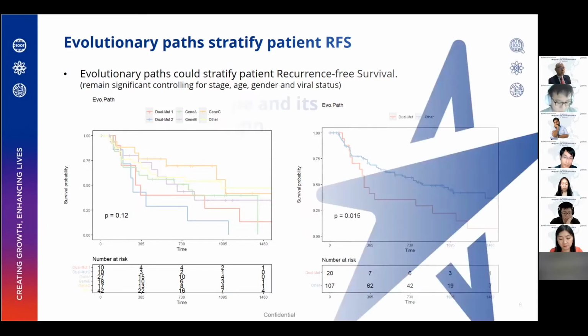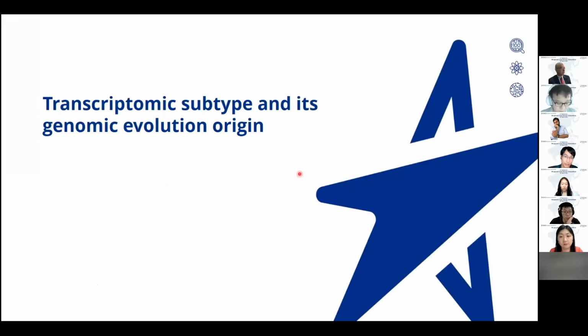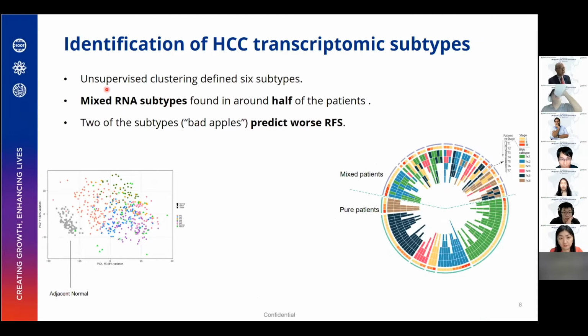So this leads us to the next section of the presentation about transcriptomic subtypes and how they link to the evolutionary origin. To understand this, we first perform unsupervised clustering, and here we identify 6 subtypes. Concordant with various previous presentations, in our subset of this cohort we find a high proportion of patients contain mixed RNA subtypes within a tumor.